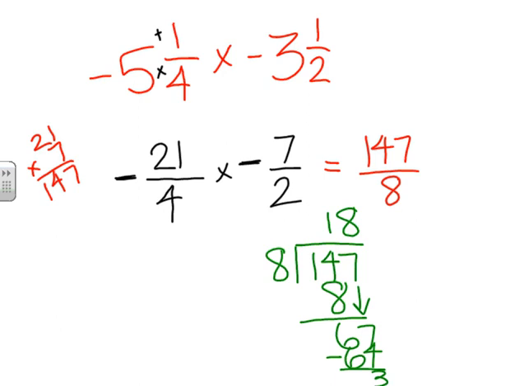So we're going to write our new mixed number as 18 and 3/8. Just like before, what you used to call your remainder in elementary school, that is now your numerator. And you're going to put that over the number you were dividing by as your denominator. So 18 and 3/8. And again, that's positive because negative multiplied by a negative is a positive.